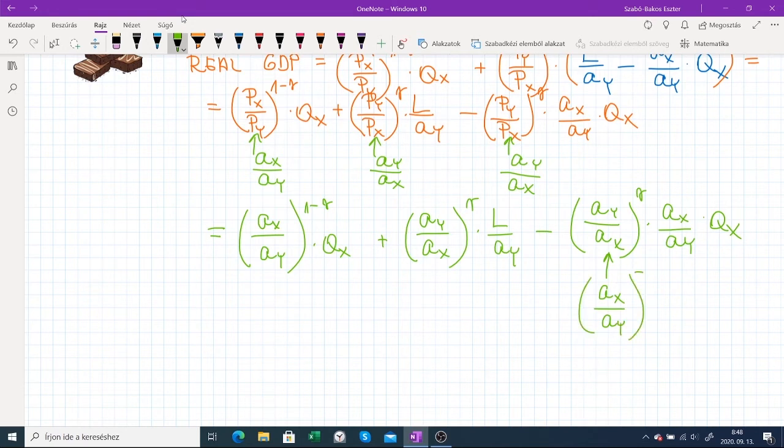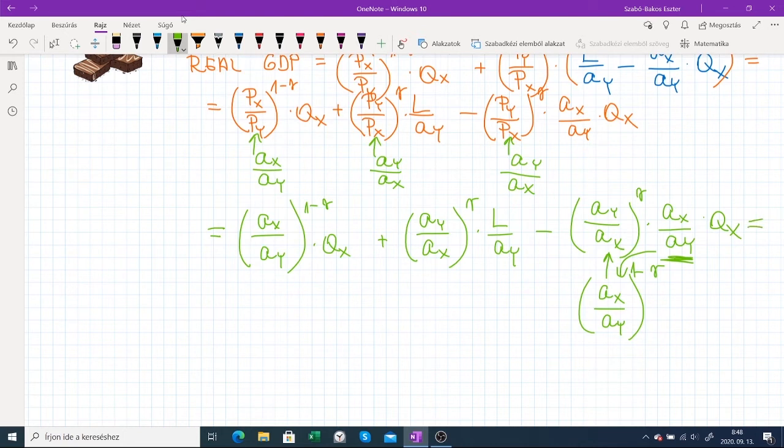But this (Ay over Ax) raised to power of gamma is (Ax over Ay) raised to power of minus gamma. And if we multiply this (Ax over Ay) raised to power of minus gamma by Ax over Ay, we are going to get (Ax over Ay) raised to power of 1 minus gamma. So these two together give the exponent 1 minus gamma.